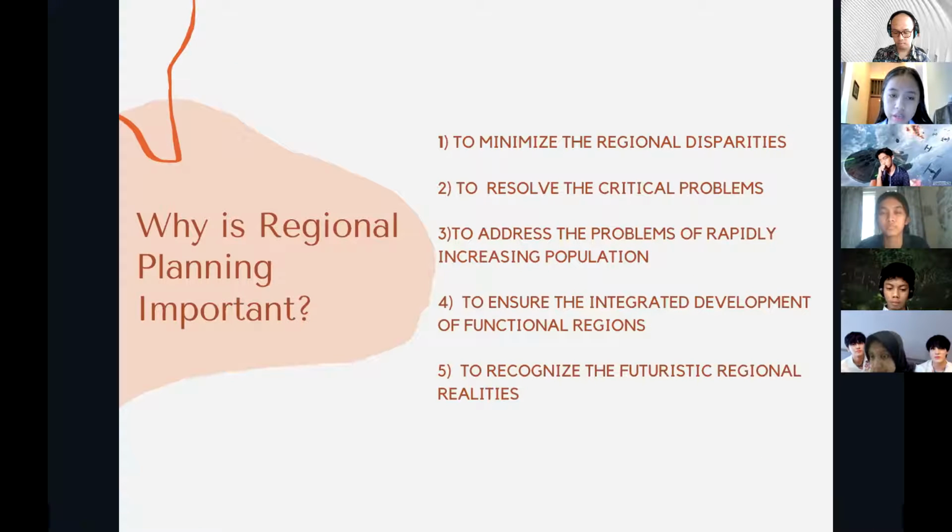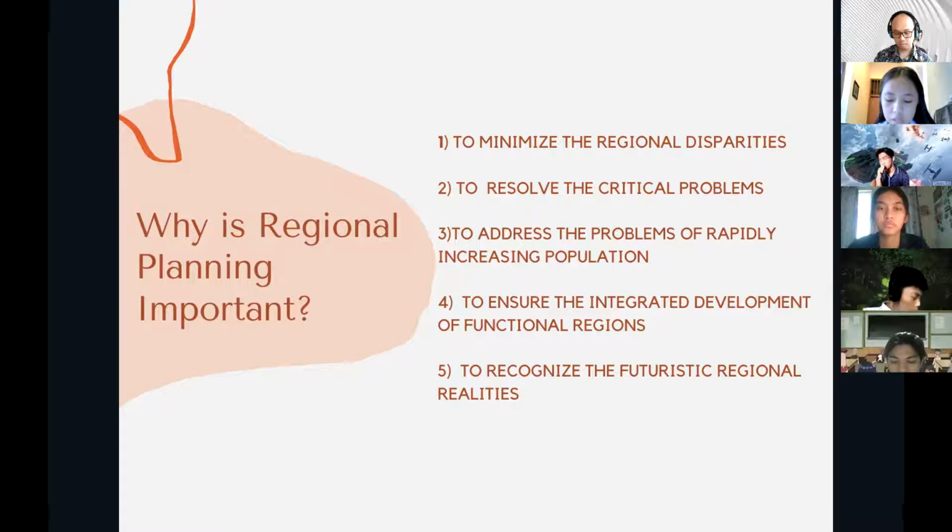And why is regional planning important? First, to minimize the regional disparities. There are wide regional disparities in the levels of resource utilization as well as in the levels of development. Second, to resolve the critical problems, broadly speaking, the way the environmental conditions are being degraded and are posing a serious threat to human welfare. Third, to address the problems of rapidly increasing population, which, particularly during the last 3 to 4 decades, has increased the pressure on world resources tremendously. And fourth, to ensure the integrated development of functional regions.